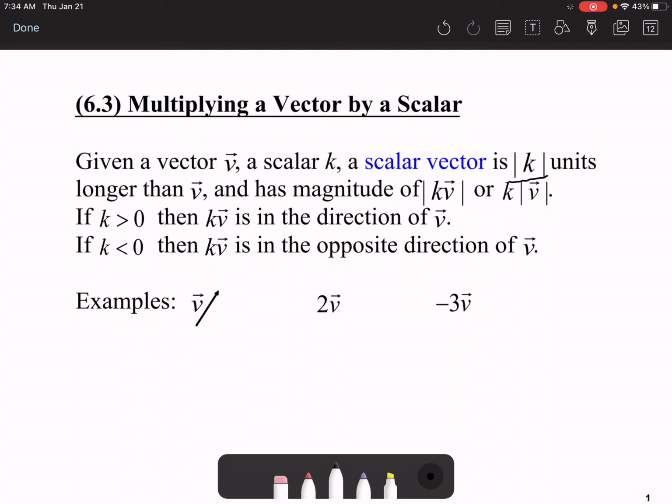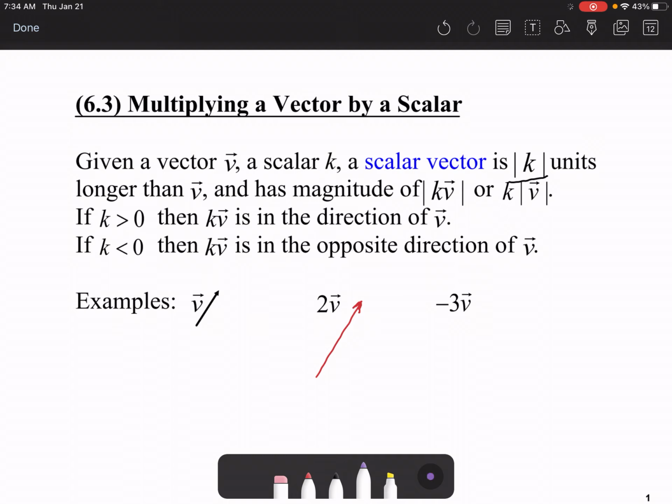So here's an example. If you have the vector v, which we've got drawn right here, I'm going to take my ruler and measure it. I measure it at 1.3 centimeters. So I'm going to move my ruler over and draw something that's double that size. So 1.3 times 2 is 2.6. So this would be 2v. As you can see, it's headed in the same direction as v.